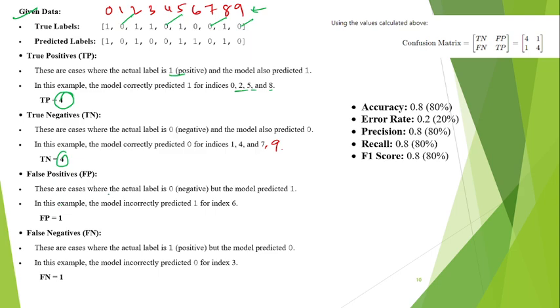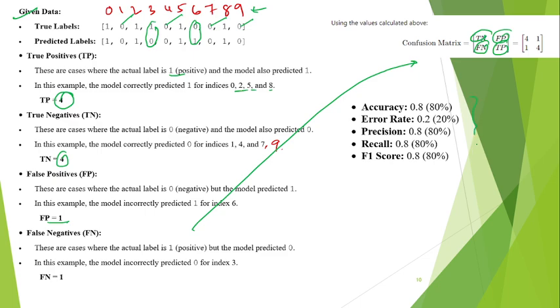False positive: the cases where the label is 0, but the model predicted 1. That is position 6, so 1. And false negative: the case where the actual label is 1, but the model predicted 0. That is position 3, so I've got 1. Now I put this in my confusion matrix: TN, FN, FP, TP, that is 4, 1, 1, 1.